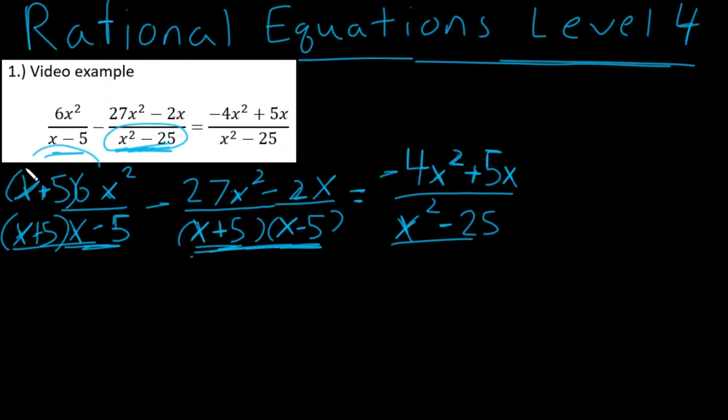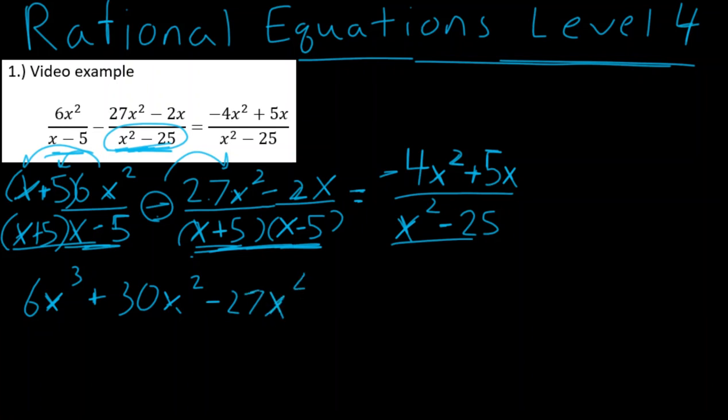So let's go ahead and distribute right here. We have 6x squared times x, which will give us 6x cubed. And we have 6x squared times 5. Well, what is 6 times 5? That gives us 30x squared. And remember, anytime you see a negative in front of a fraction, it means you always have to distribute that. So a negative times a positive will give us negative 27x squared.